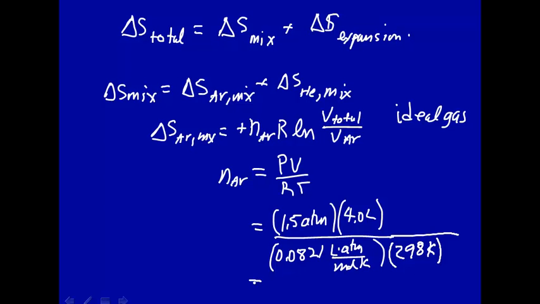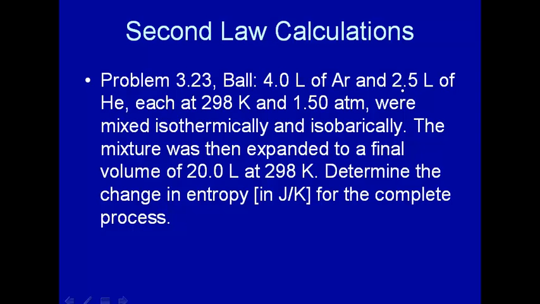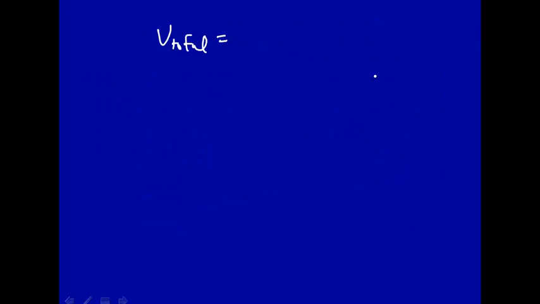Plug this into our calculators, and what we find is 0.245. So there's the number of moles of argon. R we know. What's the total volume? What we're doing is mixing 4 liters and 2.5 liters, so the total volume here is 6.5 liters.